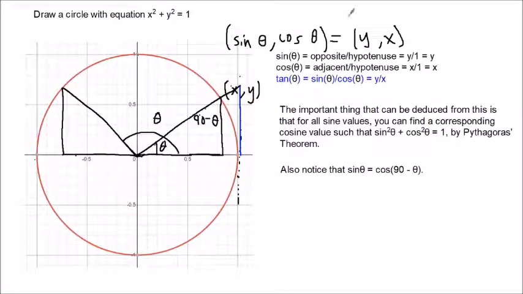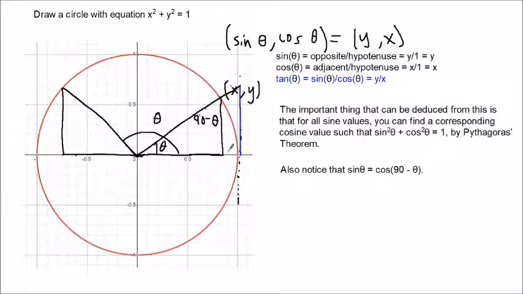Sine theta is y and cosine theta is x. Because here, if you look at sine theta, that's opposite over hypotenuse. What's opposite? Opposite is y. And what's the hypotenuse? The hypotenuse is the radius of the circle, which is 1. So it's y. Cosine is adjacent over hypotenuse, which is x. Tangent is y over x, which I can tell you why it's like this, but I'm not going to tell you right now, maybe later.